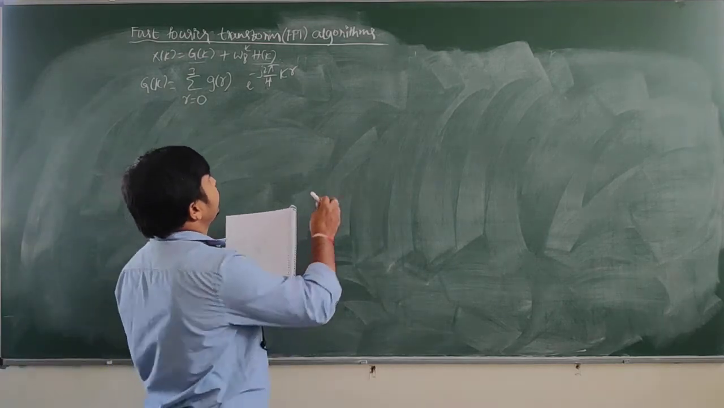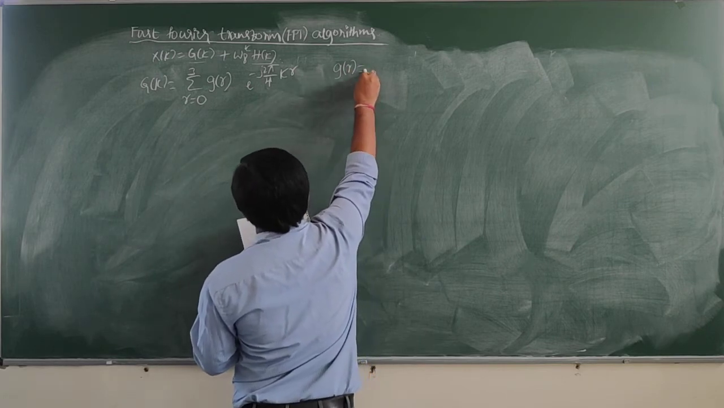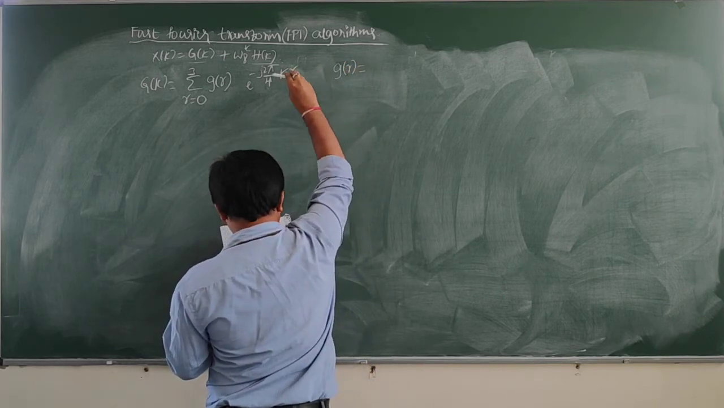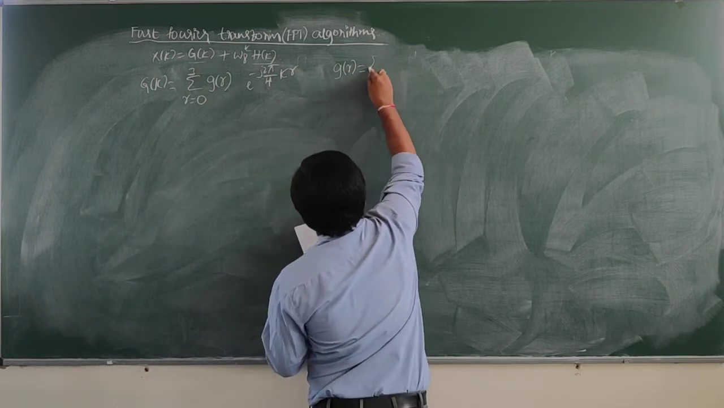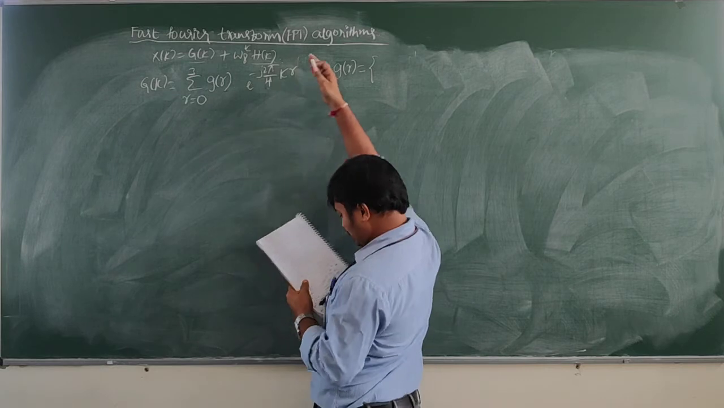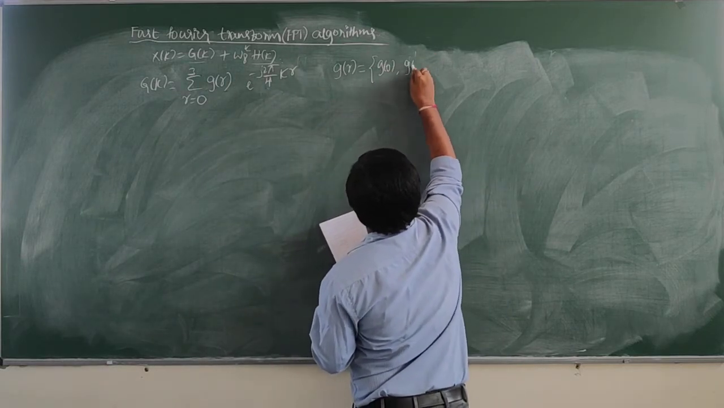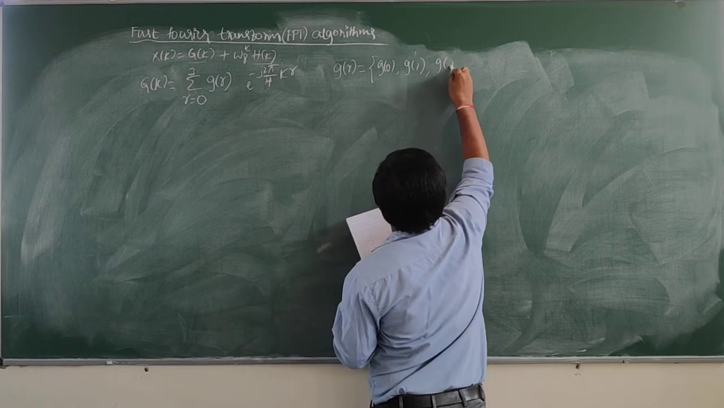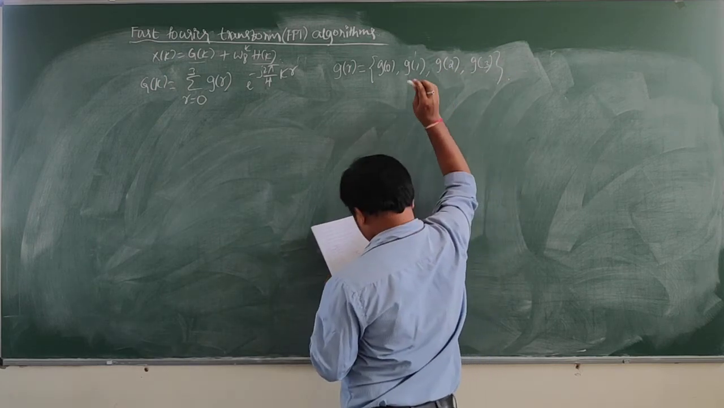So for example, I will take one sequence for g of r. What is the range of this g of r? That is 0 to 3. So I will take one sequence from 0 to 3, that is g of 0, g of 1, g of 2, g of 3.